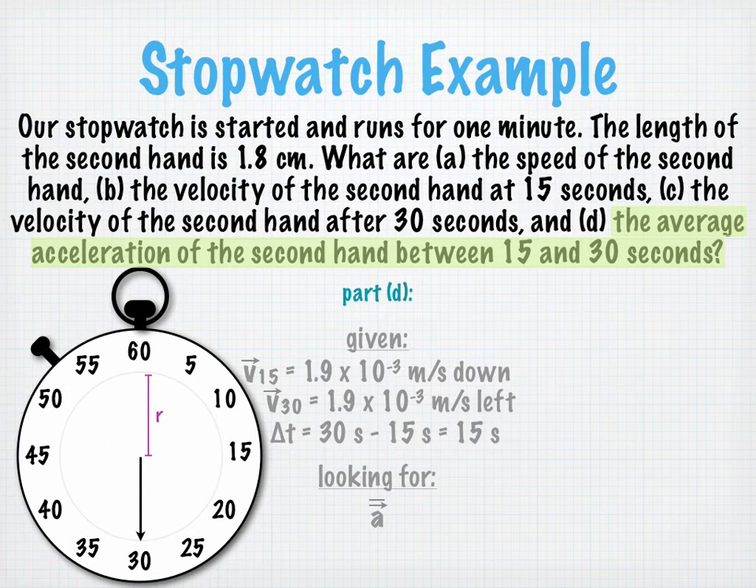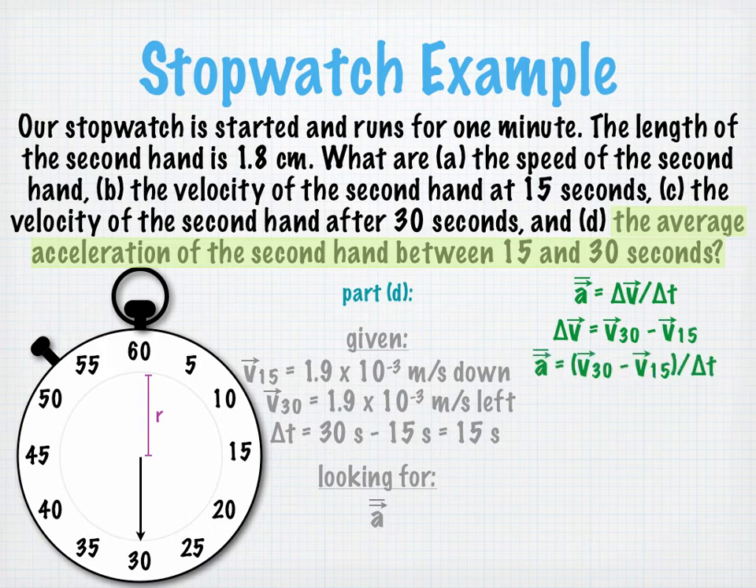Now we need an equation for average acceleration. This is delta v over delta t. How do we find delta v? Delta v in this case is v30 minus v15. So we substitute that into our expression for average acceleration. To find v30 minus v15, we have to do vector subtraction.